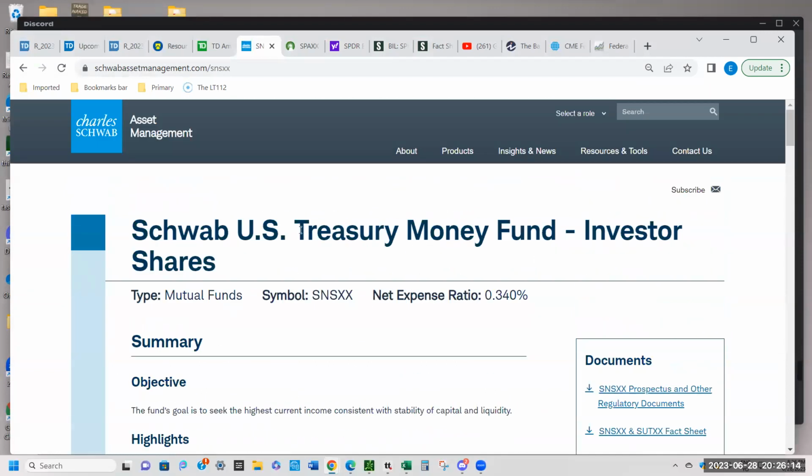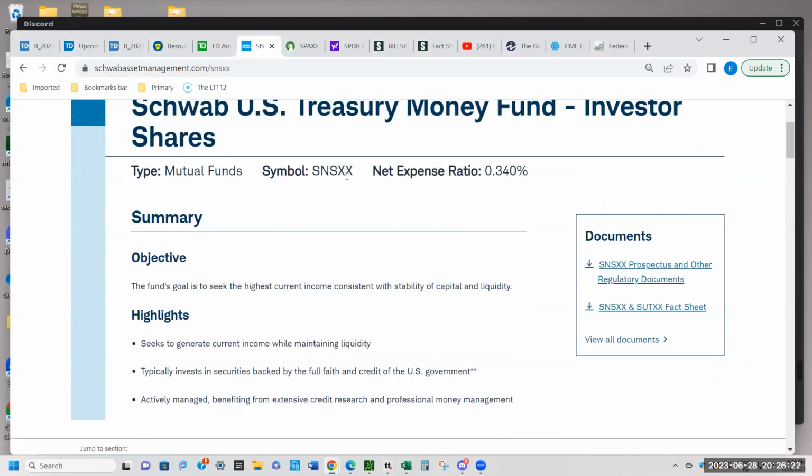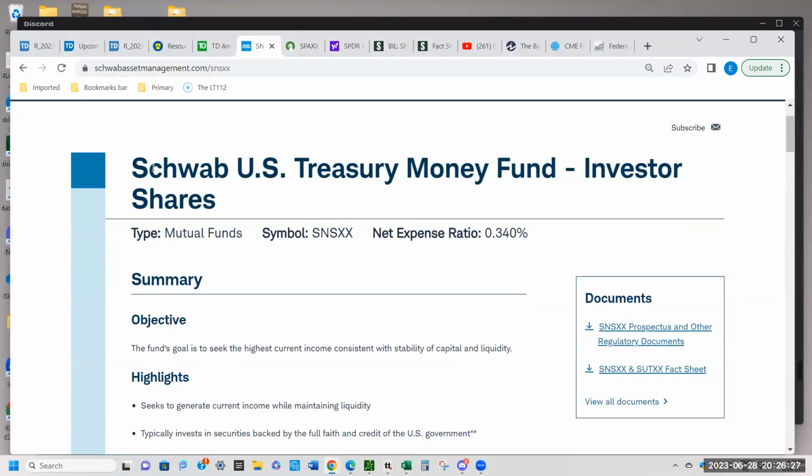Stick with your treasury-only type money market funds that have government-only securities in them. So this SNSXX is a sweep vehicle at Schwab, but it's not their default sweep vehicle. You have to ask for it. So you have to call them and say, hey, I want to make SNSXX my default sweep vehicle.